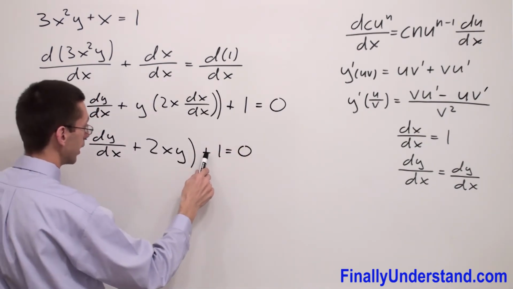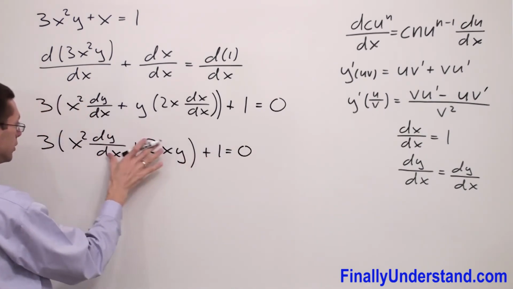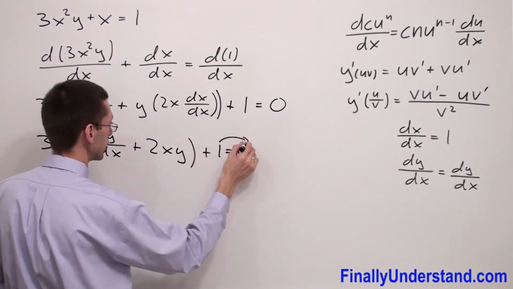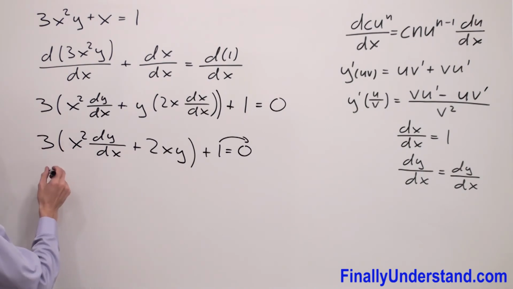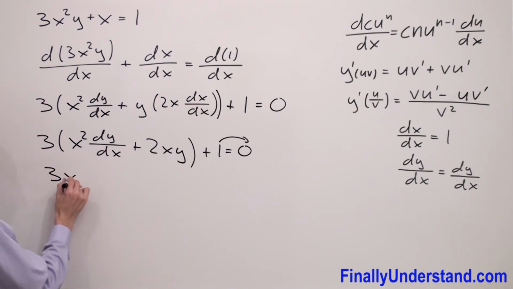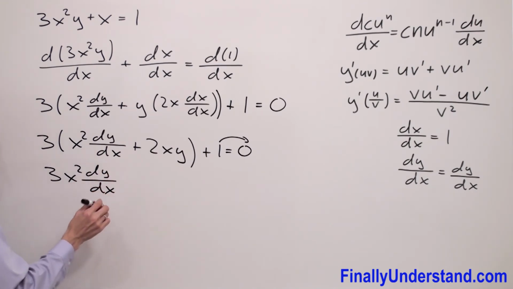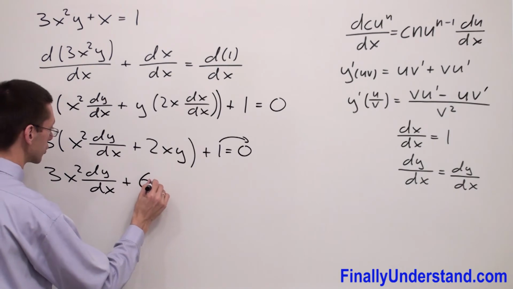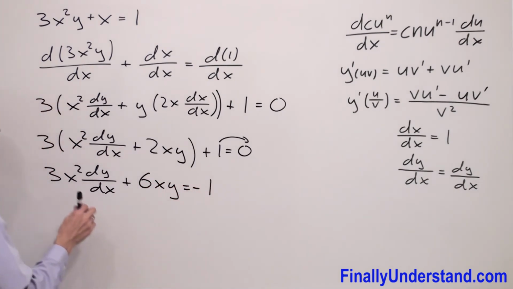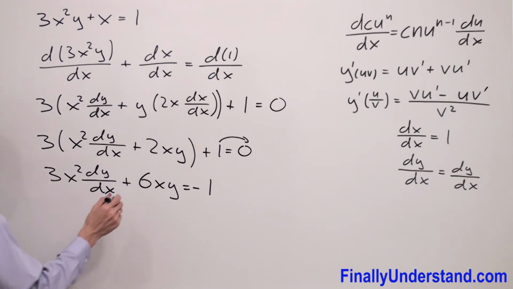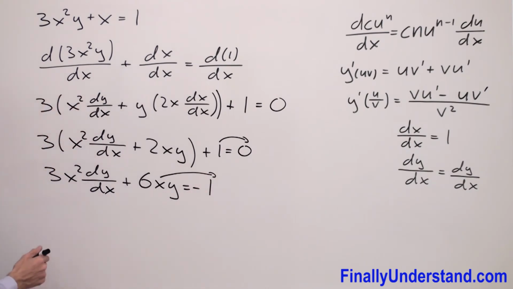Because I have a constant added to this expression, I'm supposed to move this constant to the right side. Next, I can distribute this 3 into the parentheses. So I'm going to have 3x squared dy over dx plus 6xy is equal to negative 1. I'm looking for dy over dx. That's why I'm going to move 6xy to the right side of the equal sign.